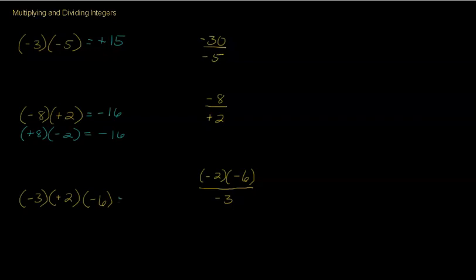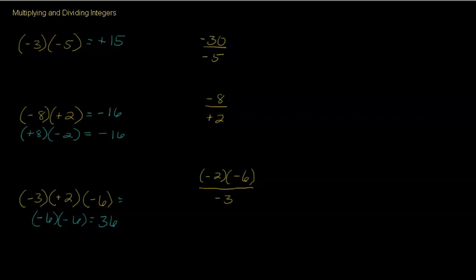Now let's look at this one. Now we have negative 3 times a positive 2. That's going to be a negative 6, times a negative 6. And again, just like up here, a negative times a negative is going to be a positive, and 6 times 6 is 36. Now look at this. You had all multiplied together, and you had two negatives. So you knew your answer was going to be positive.